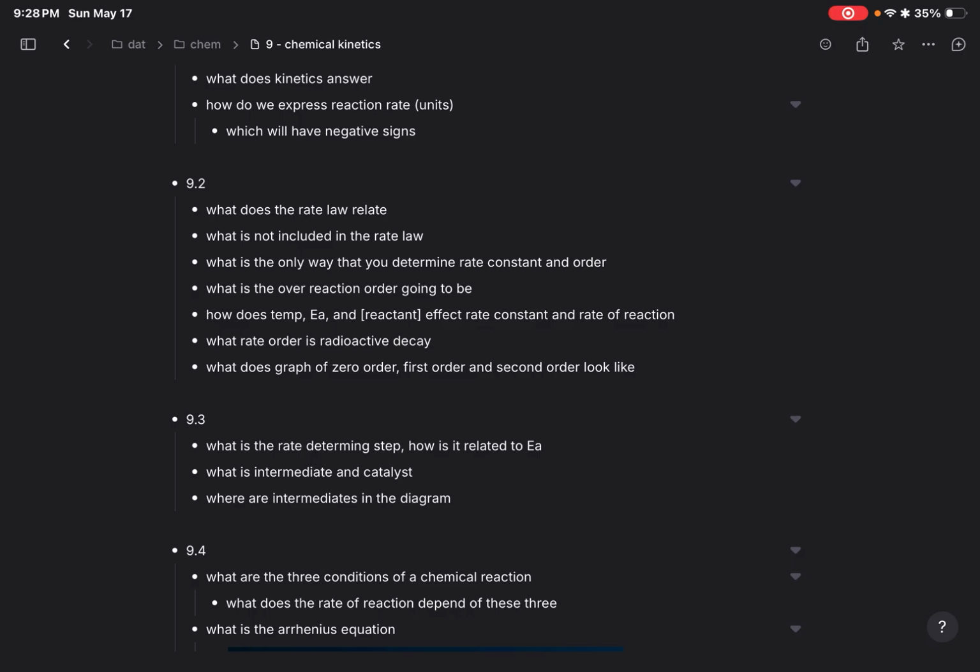What is the overall reaction order going to be? It's just adding up the orders of each reactant. So if you have A order 2 with B order 3, then the overall order will be 5, or 1 and 1, it'll be 2. So how does temperature, EA, and reactant affect rate constant and rate of reaction? Reactants will not actually affect the rate constant, the concentration. However, they will increase the rate of reaction, I believe.